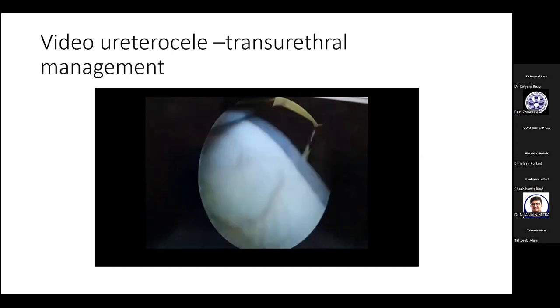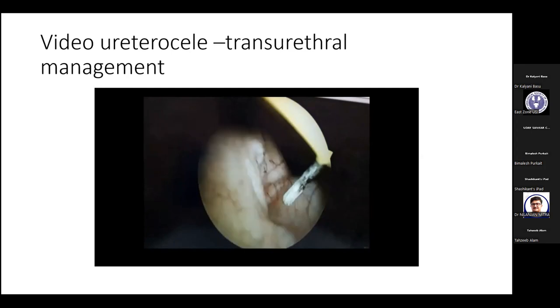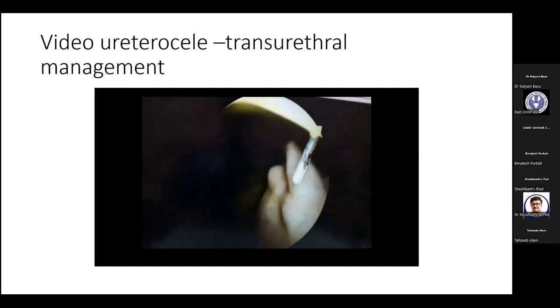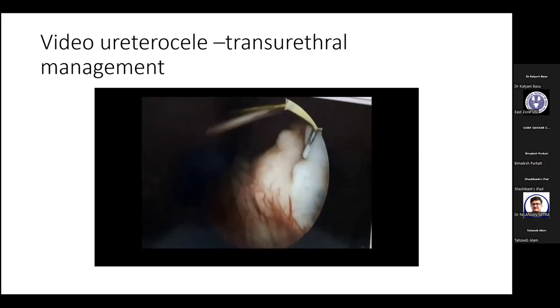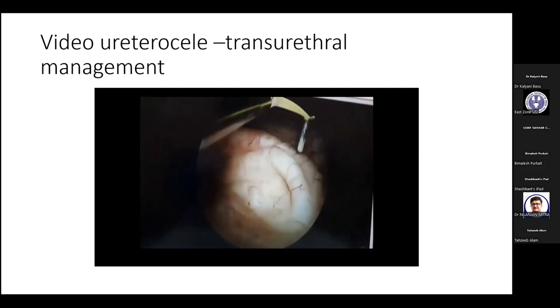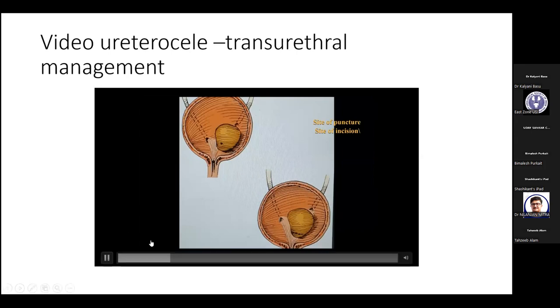There are different schools of thought as to what is the best form of definitive surgical management. Some prefer an upper tract approach, in which the non-functioning renal moiety of the upper tract has to be dealt with, and some prefer the lower tract approach. In the lower tract approach, you can see the most commonly performed procedure.